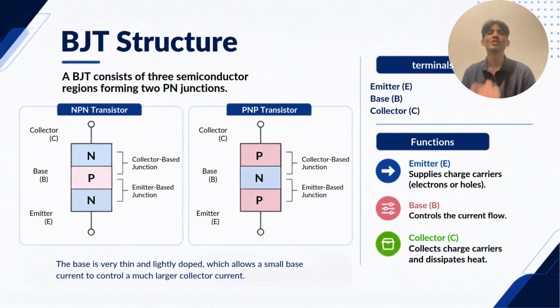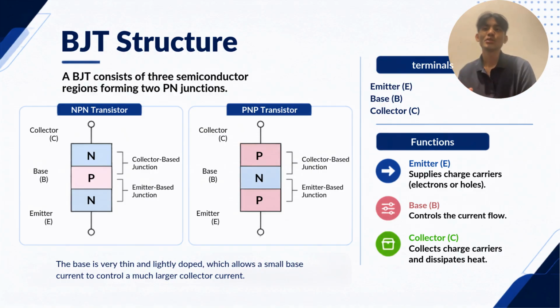At the moment, let's have a look at the structure of the BJT. A BJT consists of three semiconductor regions that form two PN junctions, and it has three terminals. The first one is emitter, second base, and the third one is collector. The emitter supplies charge carrier, the base controls the current flow, and the collector collects the charge carrier.